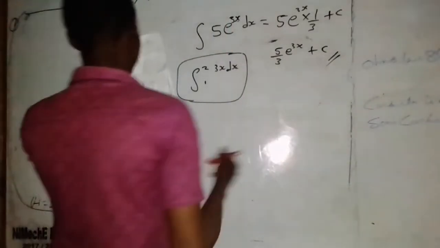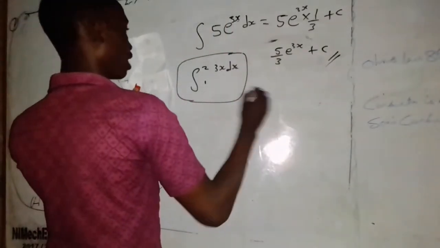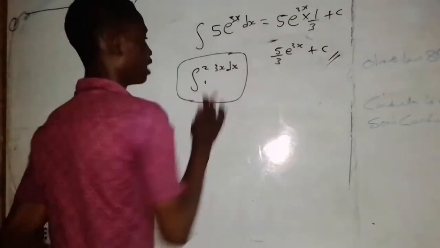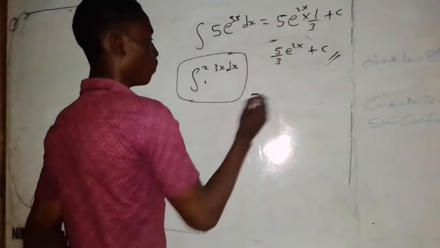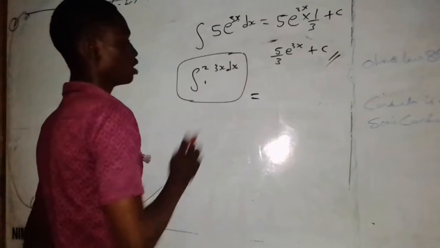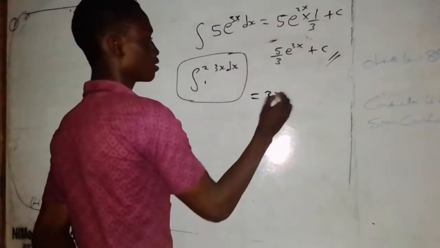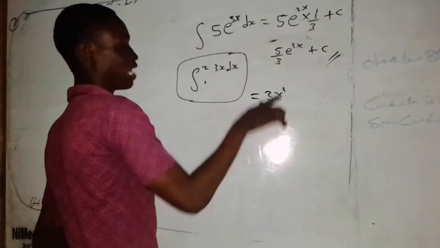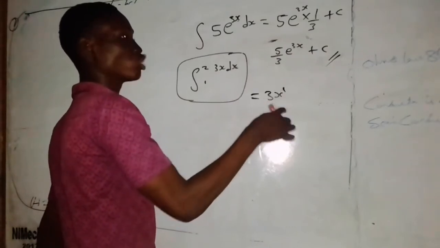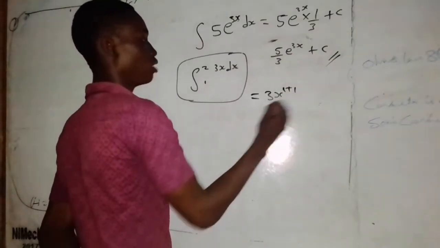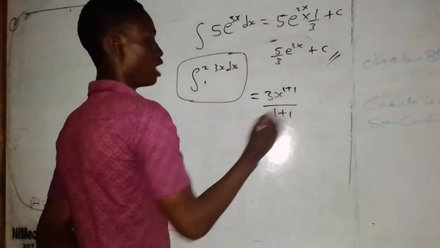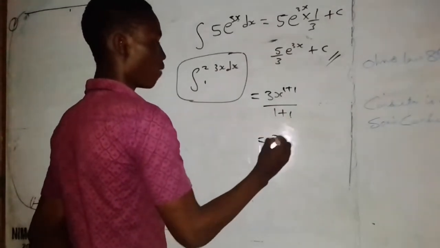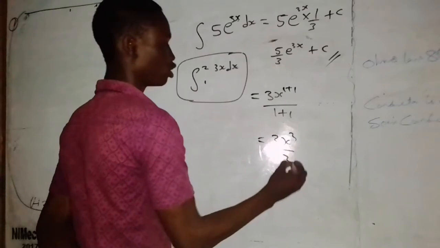Okay. How about when you have questions like this? How do you solve questions like this? First of all, bring this back to differentiation format. Then adding, you're going to have 3s raised to the power 1, remember that s is having 1. That is what's making that s to be raised to the power 1. Plus 1, divided by 1 plus 1. And that's going to give us 3s raised to the power 2 divided by 2. Is that not?